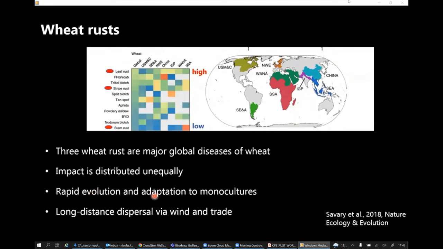So the impacts are unequal and disputed, with rapid evolution during monoculture and long distance dispersal via wind and trade.